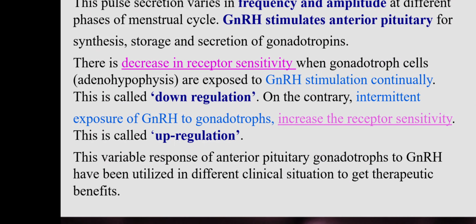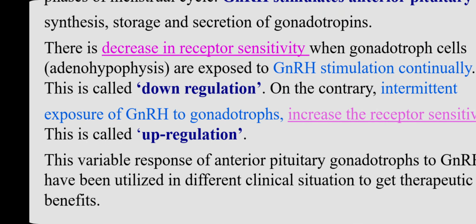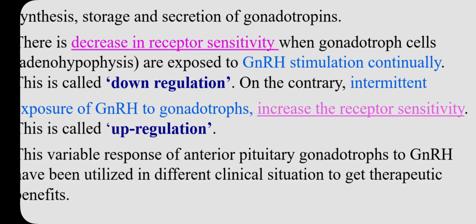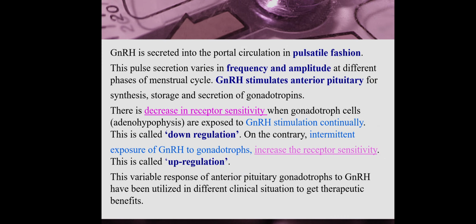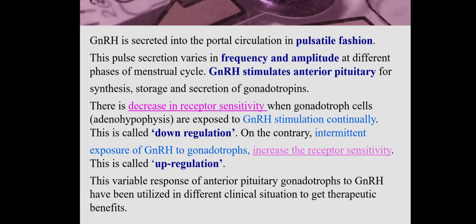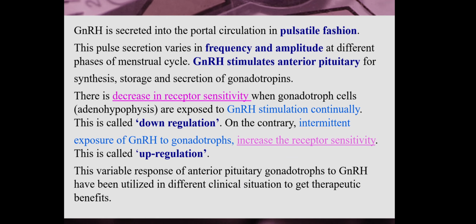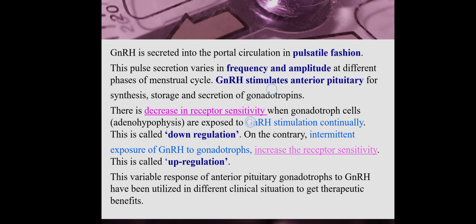This is important, and we are using this concept in therapeutic benefits. We make certain GnRH analogs and we give these analogs. If we are giving continuously, then what happens? It will suppress the release of FSH and LH. But if you give in a pulsatile, intermittent fashion, then what happens? It increases the release of gonadotrophin. So this concept we can use while giving medications in different clinical situations. So this is the down regulation and up regulation.